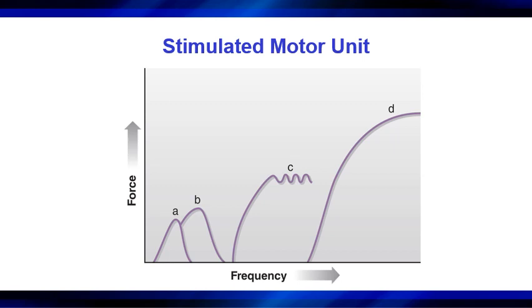Again, we grade force based upon what we're doing functionally. You don't put as much force behind picking up a pencil as you do in your hand trying to open a jar that's difficult to get open. You stimulate motor units differently, and that's what this graphic is showing you.